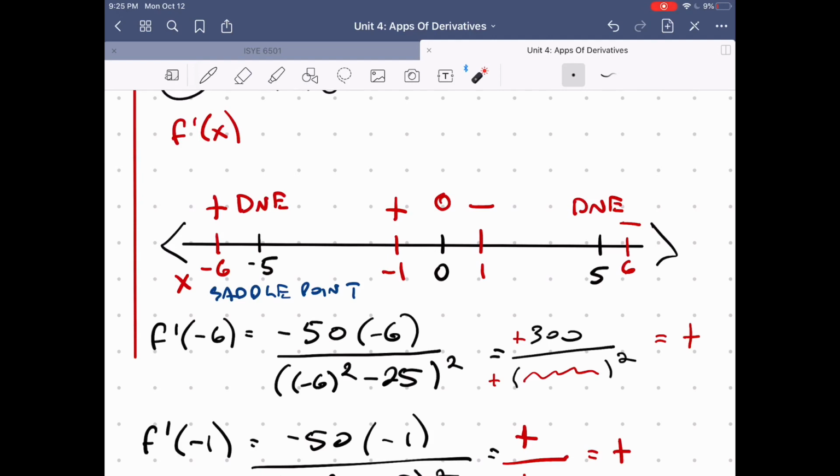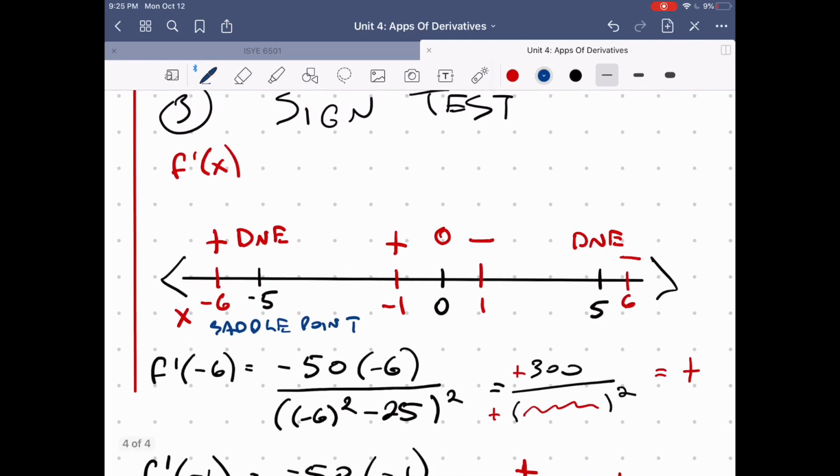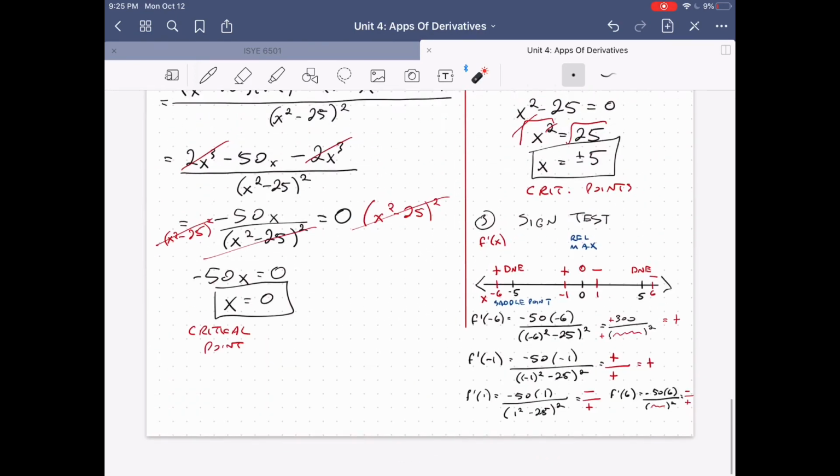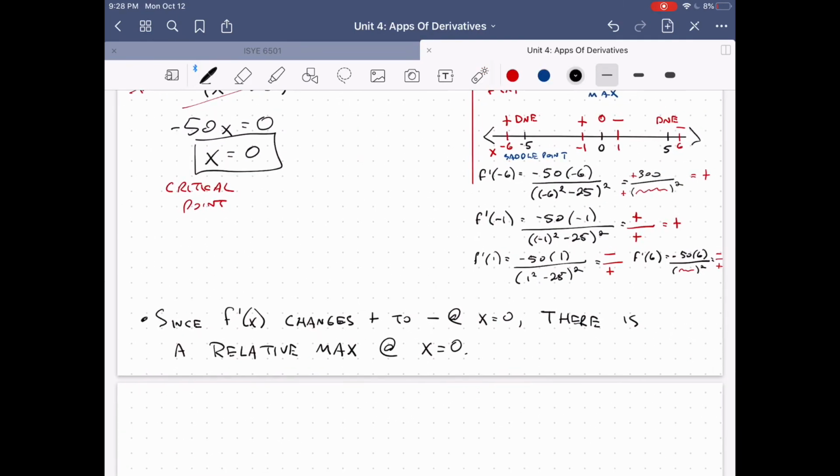And then at x equals 0, it was positive to the left, negative to the right. So if f prime goes from positive to negative, that means that we have a relative max at that point. And then finally, at x is equal to positive 5, it's negative to the left, negative to the right. So that means that there is no relative min or max at x is equal to 5. And it's not a saddle point there either. It's actually just another vertical asymptote.